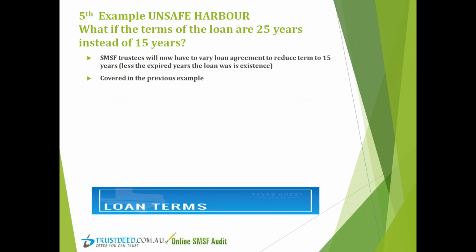Another example, what if the terms of the loan were 25 years instead of 15 years? In a situation where the term of the loan for a real property related party borrowing is 25 years instead of 15, SMSF trustees will then need to vary the loan agreement to reduce the term to 15 years less the expired years of the loan being in existence. This has been previously covered in the PCG 2016/5 example.